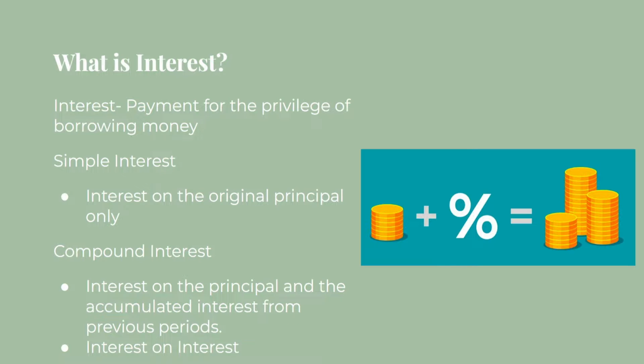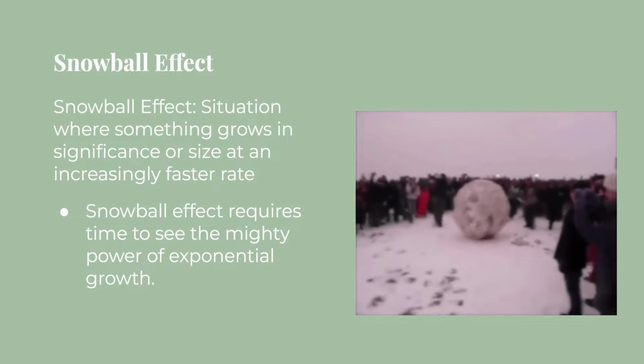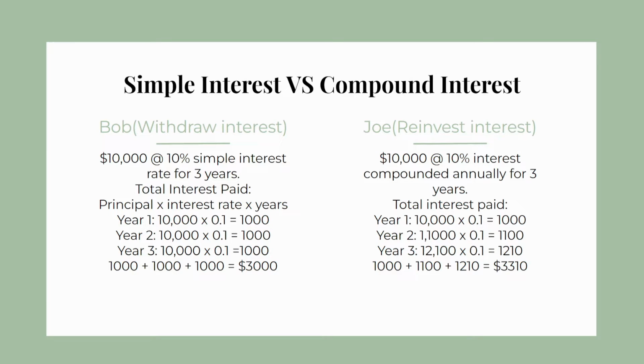Okay, and if that didn't make sense, don't worry, we have some examples to give. So, in this example, we have two characters, Bob and Joe. Bob decides to withdraw interest, whereas Joe reinvests his interest. So this is the main key differentiator. Let's take a look at Bob's case first.